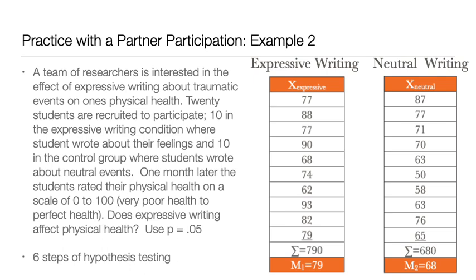One month later, the students rated their physical health on a scale of 0 to 10, very poor health to perfect health. Does expressive writing affect physical health? We're going to use a p-value of 0.05, so our alpha is 0.05, and we're going to do the 6 steps of hypothesis testing. Notice, as we discussed in class, that this is not a directional hypothesis. Does expressive writing affect health? It doesn't say it improves it. It doesn't say it makes it worse. It just says that it's different. And so this will be a two-tailed test.